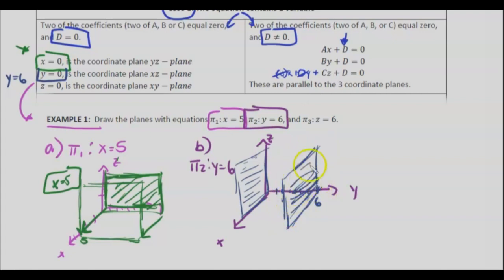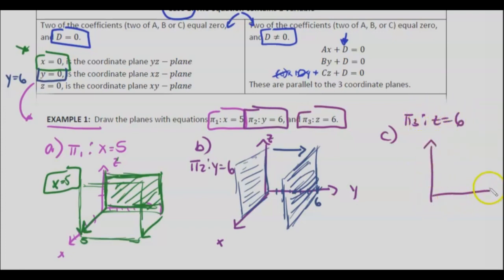Okay, and then this is our new plane. This is going to be our plane y equals 6, right? And the last one, for C, we're going to do the third plane, z equals 6. Okay, so again, I'm going to draw the x, y, and z axes. Okay, and change color. So x equals 6, or sorry, z equals 6.